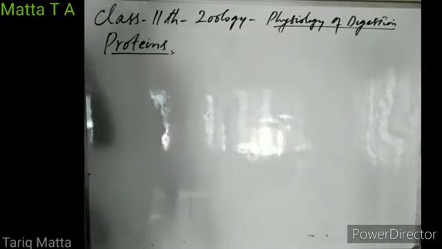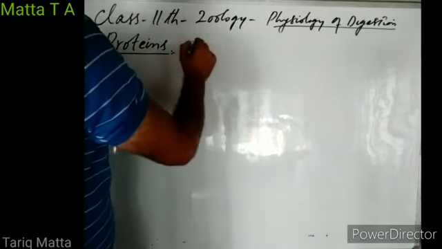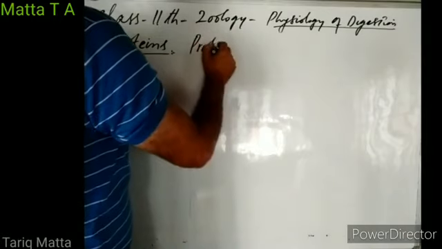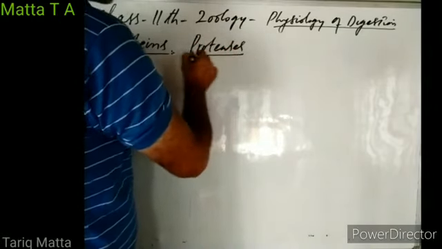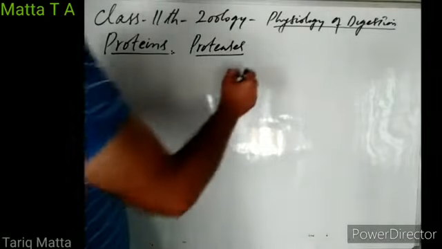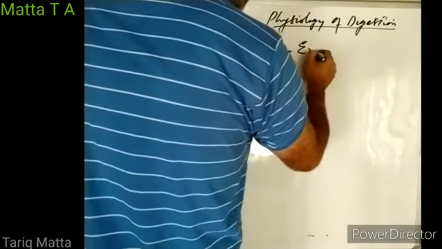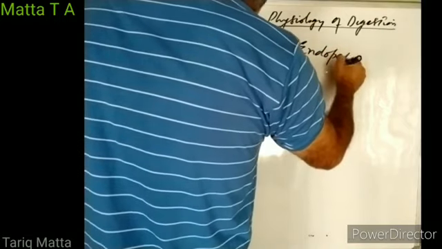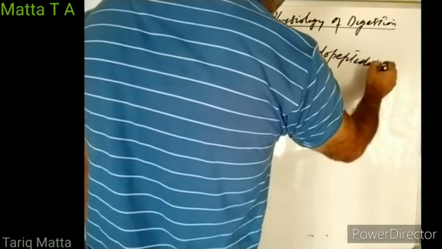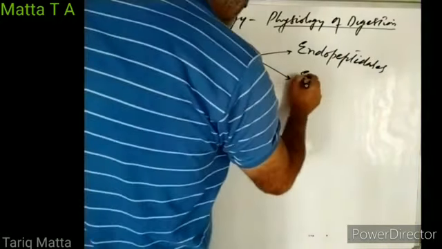So enzymes which are responsible for protein digestion in our alimentary canal are generally known as proteases. These proteases are of two types. One class of proteases is known as endopeptidases, and another class of proteases is known as exopeptidases.